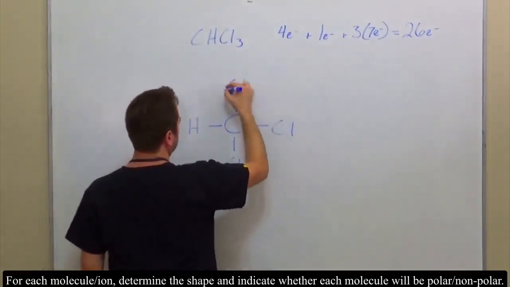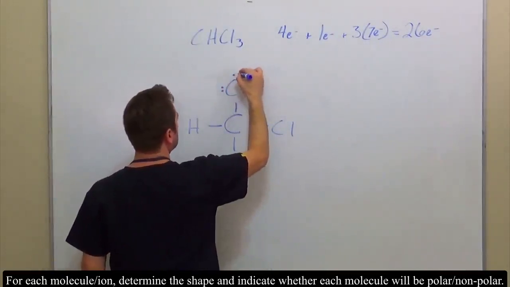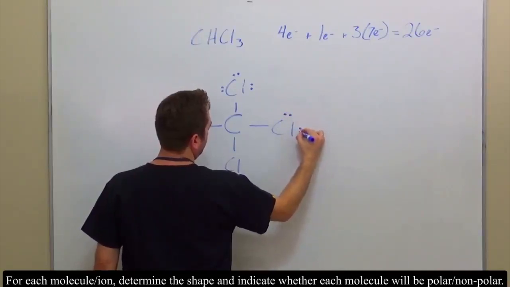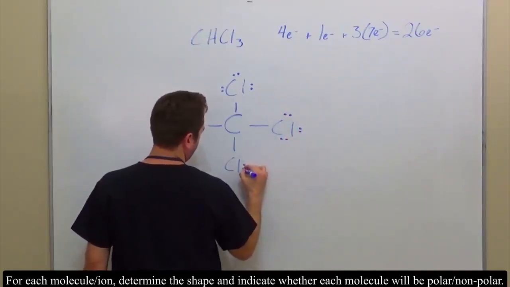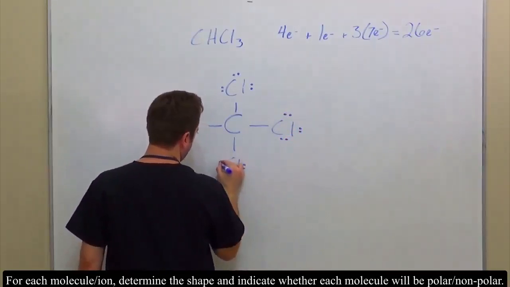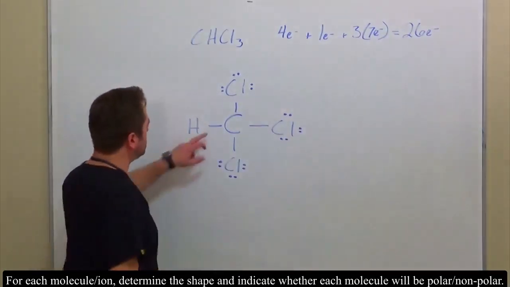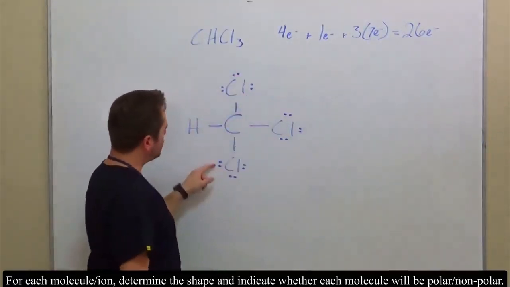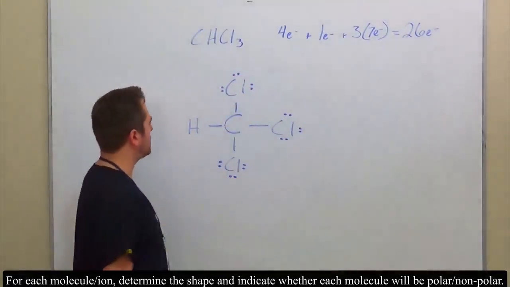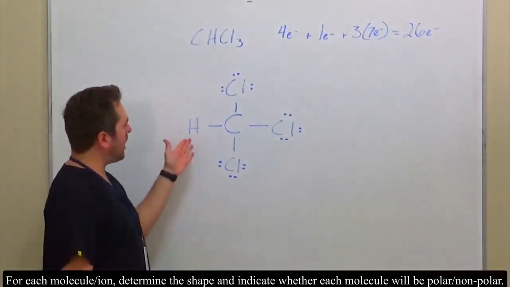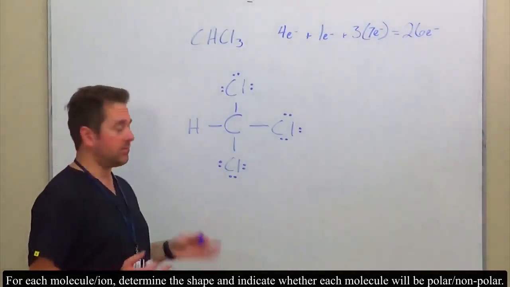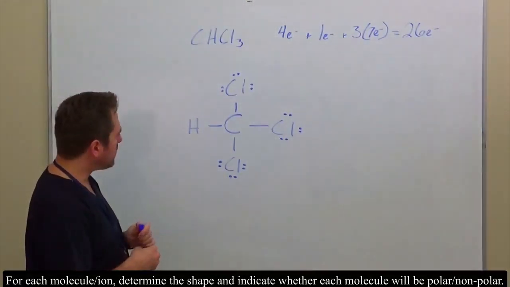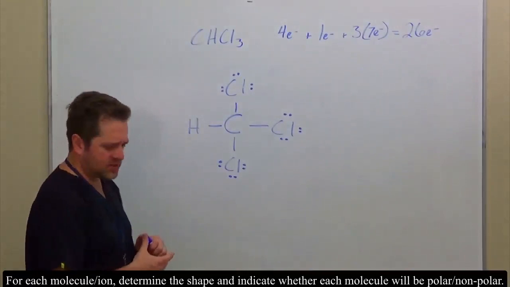Now let's fill the octets, or satisfy the octets, of the chlorines, because carbon's already done at this point. All right, we need 26 electrons: 2, 4, 6, 8, 10, 12, 14, 16, 18, 20, 22, 24, and 26. Okay, great. Does this particular molecule have resonance? No, it does not. That's exactly the molecule here in front of us. So we need to ask ourselves, what is the shape of this thing?